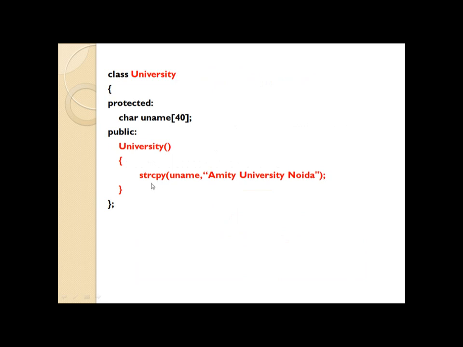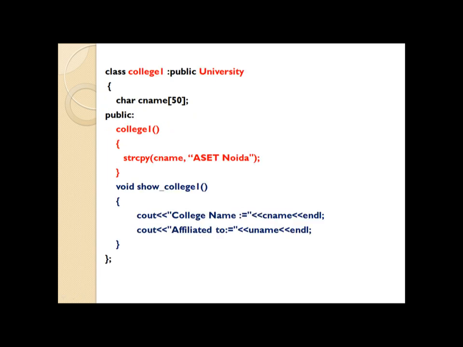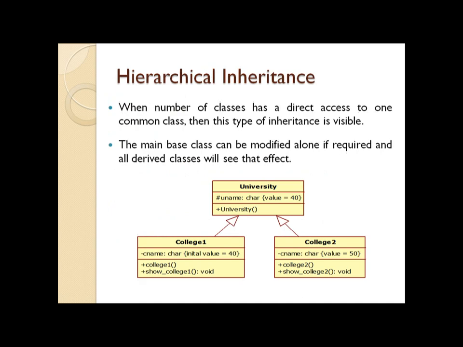And what this constructor will do, this constructor is simply calling a standard function strcpy, which is used to copy some name in a variable name. So here we have already declared a variable uname. What we want to do is copy this statement, that is Amity University Noida, into this u_name.